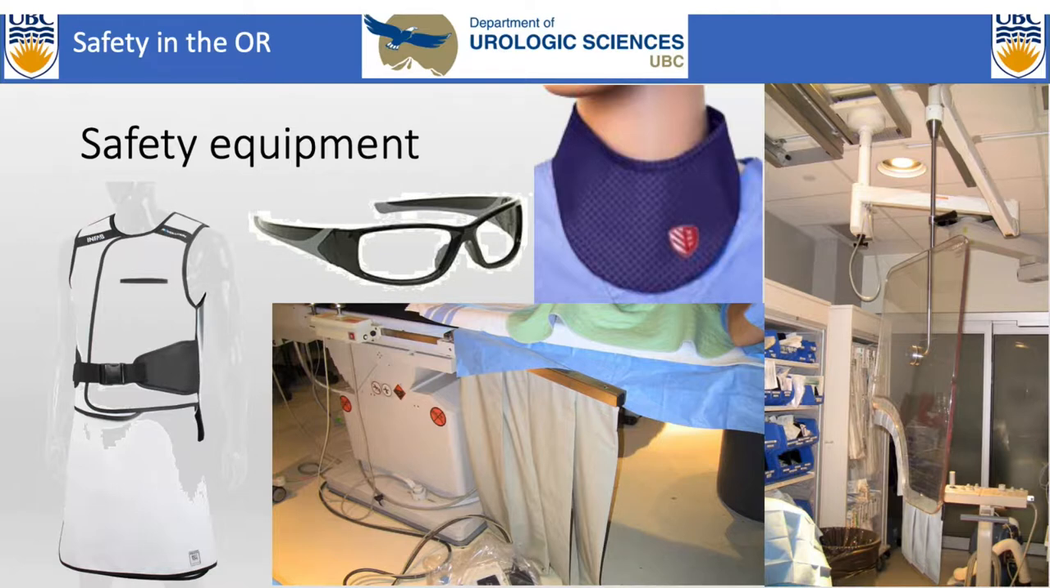And then you have basic safety equipment. So things like the thyroid shield and the lead that we wear reduce the radiation dose by over 95% typically. So there are obvious things that we should be wearing.